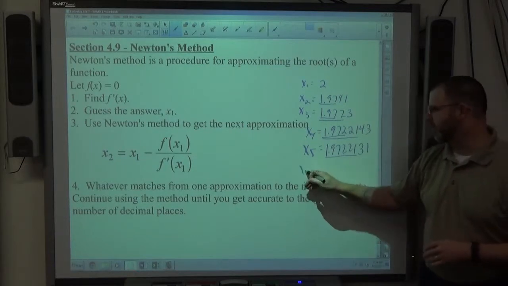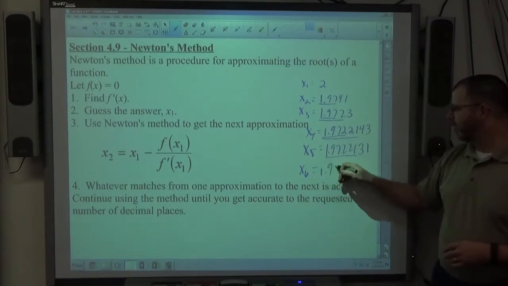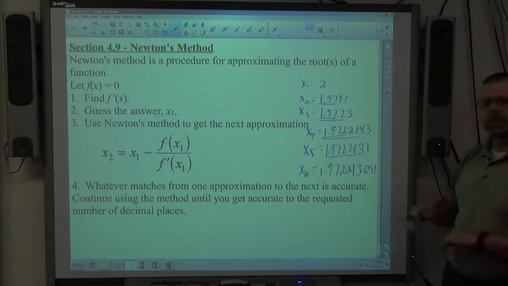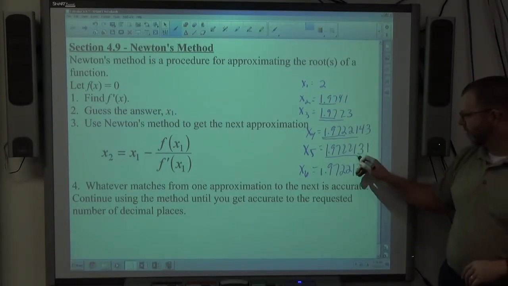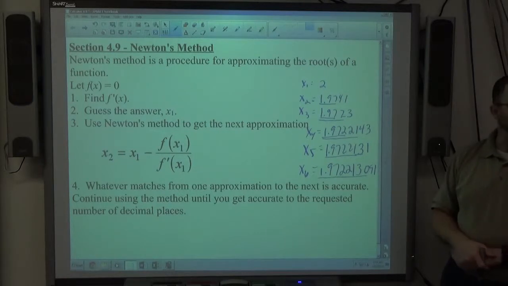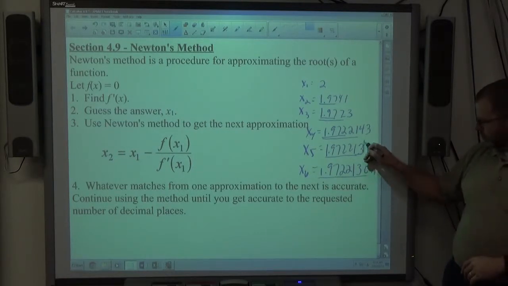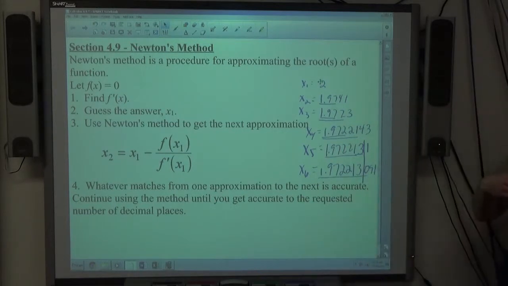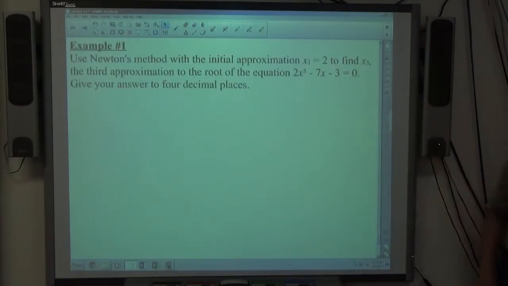the next one might be that x6 is going to be 1.972213091. All of a sudden now we're accurate to 6 decimal places. That's all there is to it. It's easier to see it when it's being done than just to understand the sheet, but the sheet makes a lot of sense once we see it done. So let's just try it.